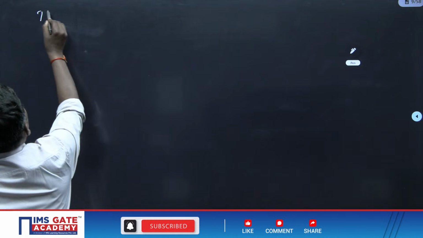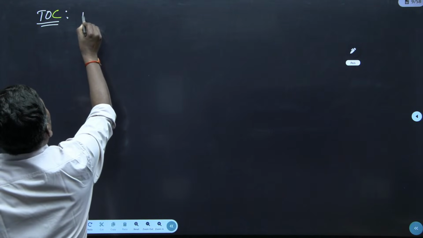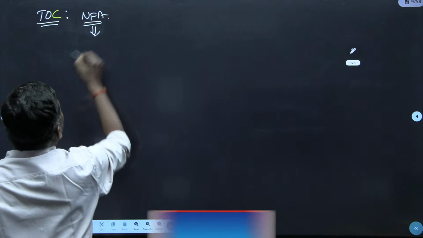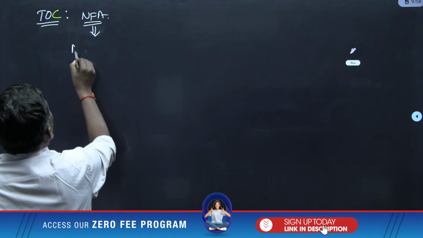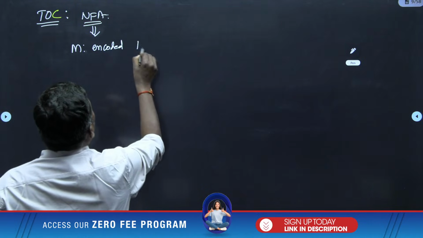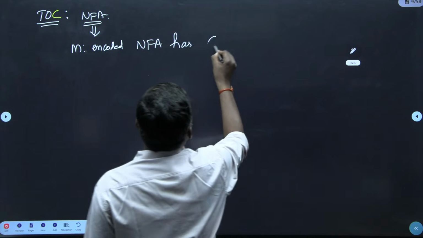Another question from TOC, especially an NFA based question, is given. Very straightforward, direct question, this one. So they have given that M is an NFA, and it has 6 states.